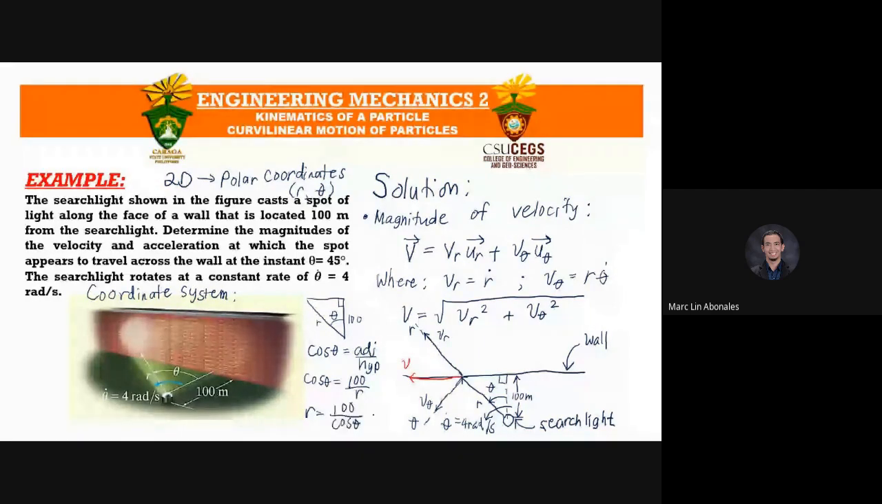So this is the equation for r as a function of theta, which we will use for the first derivative and where we substitute the radial and transverse components of the velocity. So this is the equation: r is equal to 100 over cosine theta.